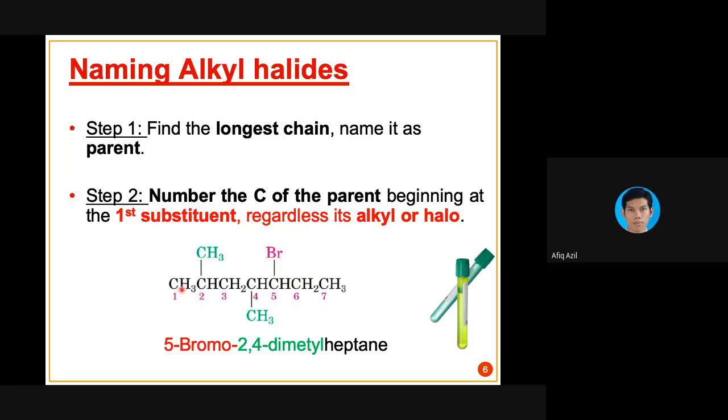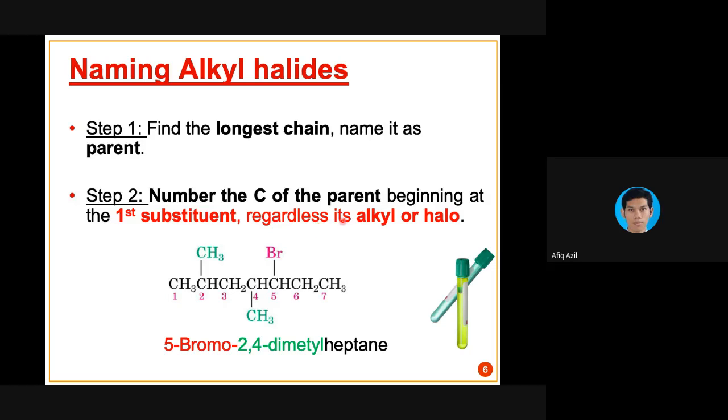So you can start your number one either from this or from this because it will be still the same. Okay, and then maybe you want to try from this carbon. So 1, 2, 3, 4, 5. So that is only 5. So the longest chain will be 7. So that will be the parent. If you have 7 carbons, all single bonds, no double bond, 7 will be known as heptane. Okay, heptane. Then number the carbons of the parent beginning at the first substituent.